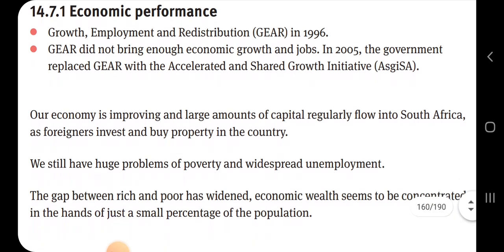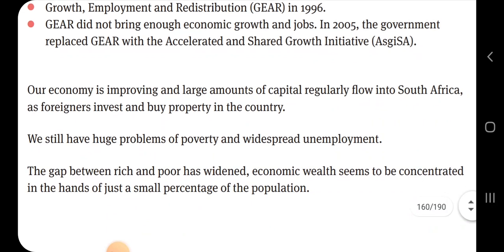Our economy is improving and large amounts of capital regularly flow into South Africa as foreigners invest and buy properties in the country. We still have huge problems of poverty and widespread unemployment. The gap between rich and poor has widened. Economic wealth seems to be concentrated in the hands of just a small percentage of the population.